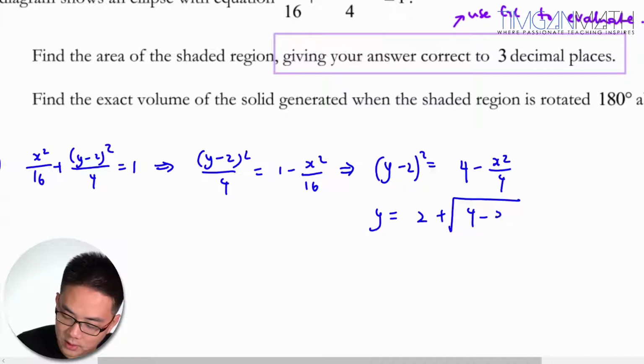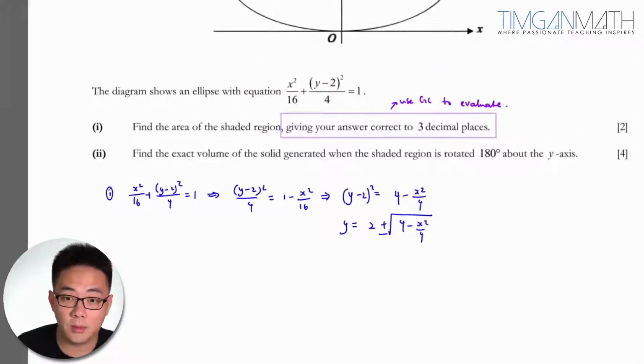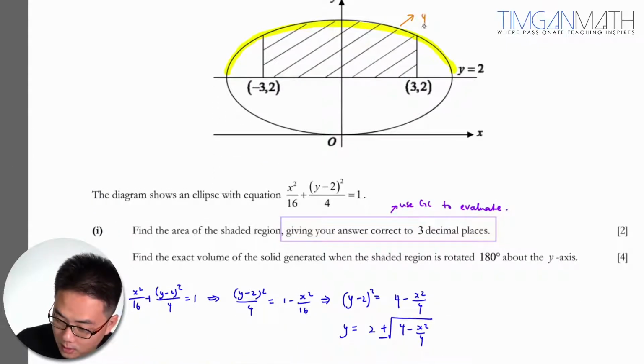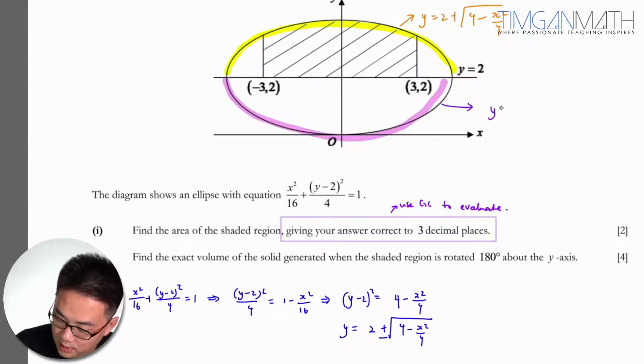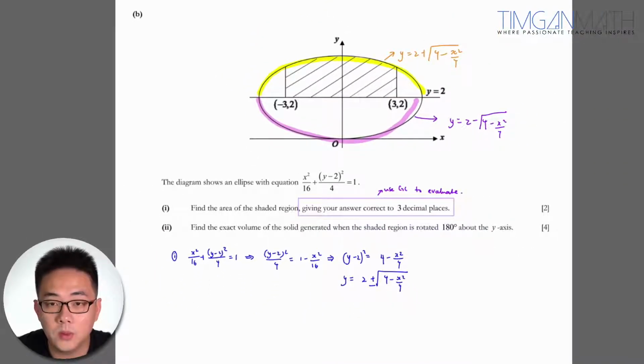And you know, not very surprisingly, to know that there are 2 equations, right? Plus minus. All right, so in this case here, if you make y the subject, you have plus minus, so you have to know that the top curve here would just be y equals to 2 plus square root of 4 minus x squared over 4, whereas for the bottom one, what we get is actually just y equals to 2 minus square root of 4 minus x squared over 4. Alright, so there are 2 equations here.